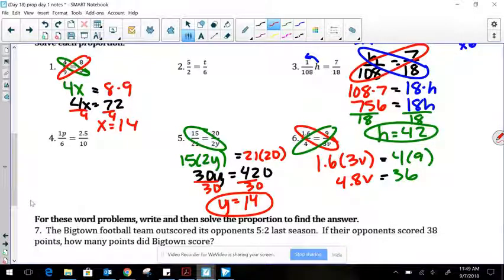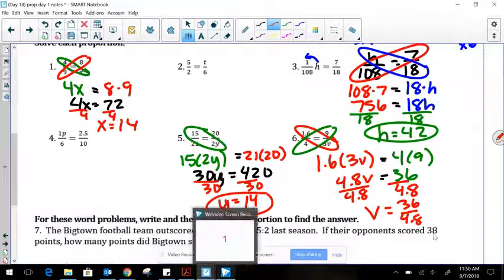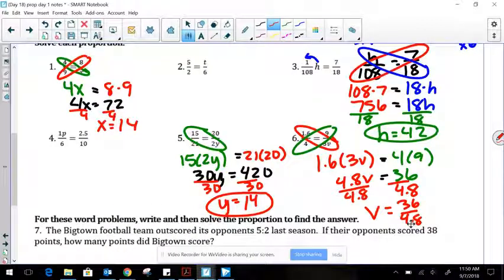And then I need to divide by the number in front of my variable. So divide by 4.8. So v equals 36 divided by 4.8. That looks very strange because we don't like decimals within a fraction right here. So let's actually divide that out in our calculator. So do 36 divided by 4.8. That gives you 7.5. And that's a much nicer answer. So normally we say, oh, we like fractions better. But in this case, this decimal is nicer than the fraction.